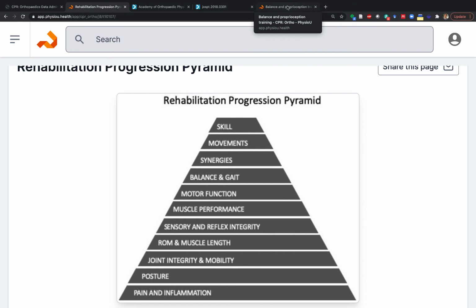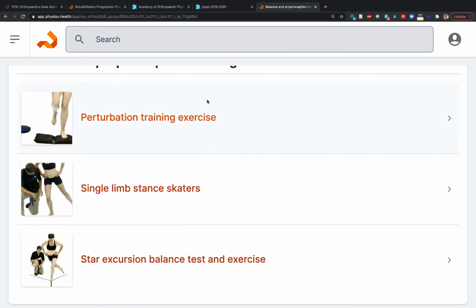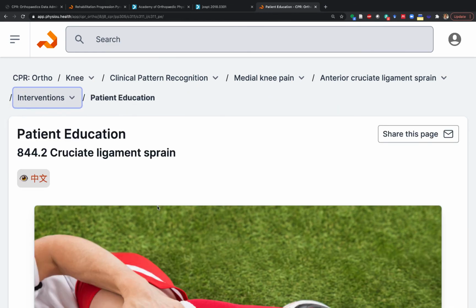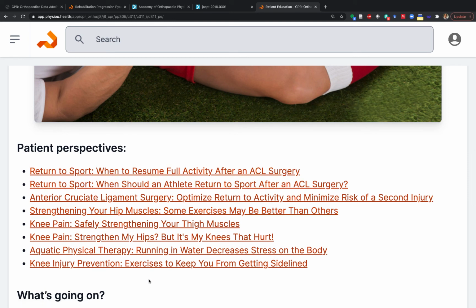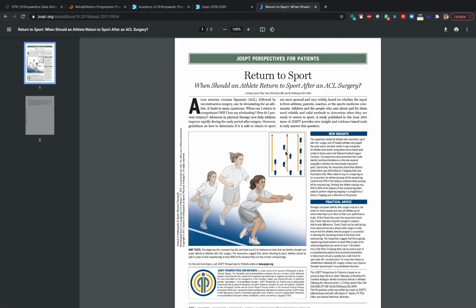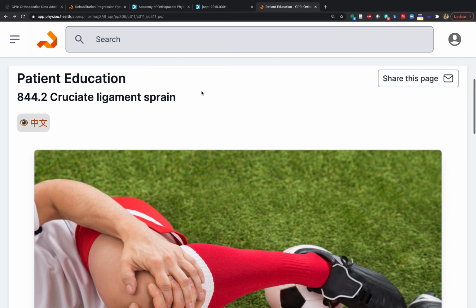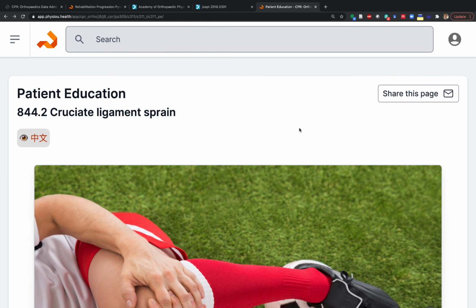Okay, so just remember for each condition, under interventions, you have patient education. You should always know what you need to tell the patient. And you have a bunch of cool articles here from JOSPT. When should an athlete return to sport after ACL injury? When to resume full activity, right? So you can always share that education page with the patient. So our students and our clinicians will send a patient education piece after every eval. They will get a patient education piece.